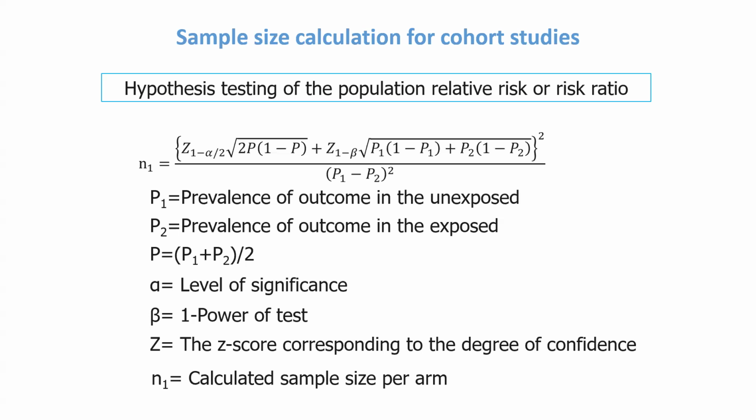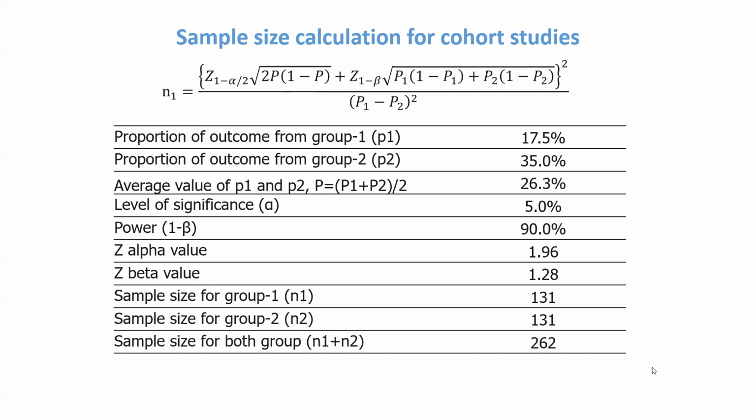Generally, we use this formula to estimate the sample size, where P1 is the prevalence of outcome in unexposed group, P2 is the prevalence of outcome in the exposed group. And if we put this information in this formula, then we can get the sample size. But we use Stata software. Let's go to Stata software.